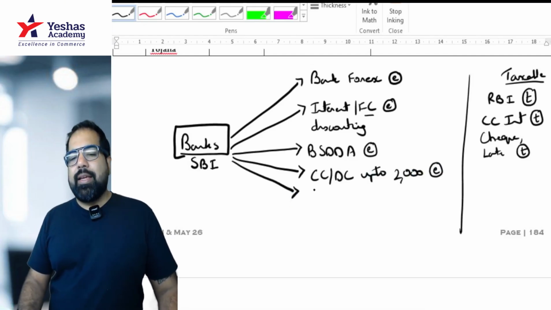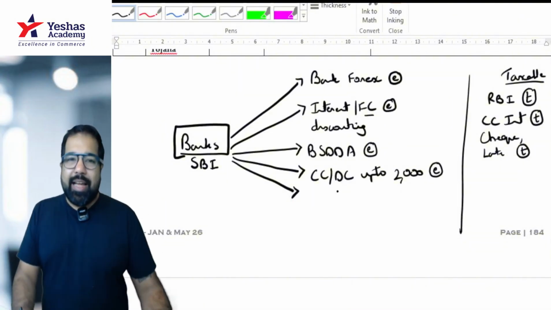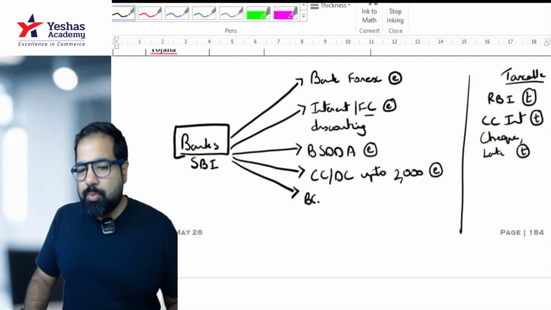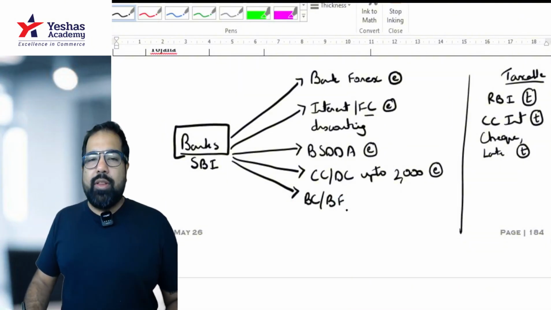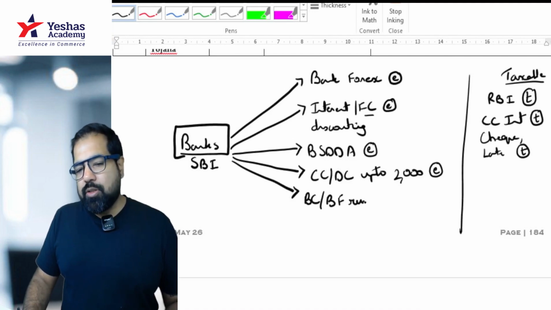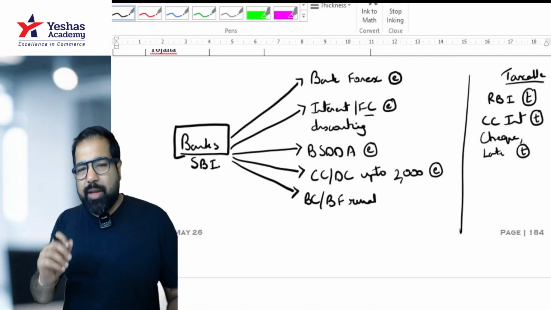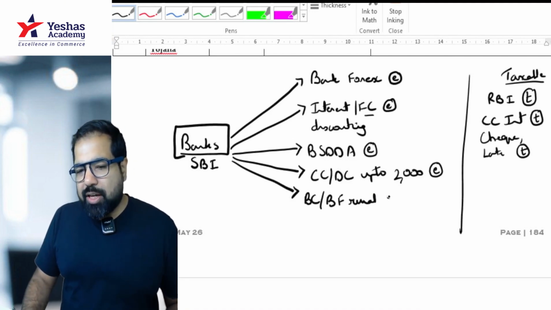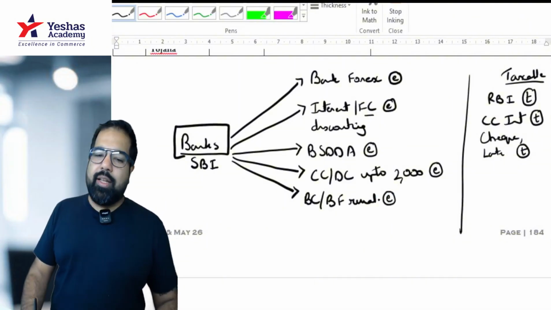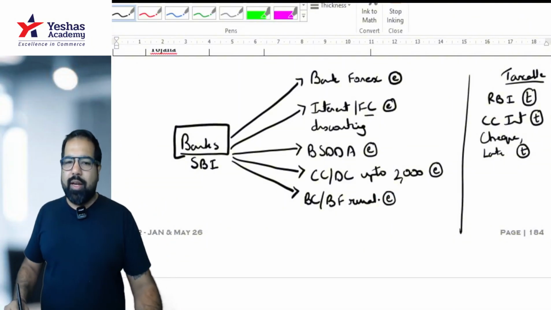Next, anything else in banking? Yes. Guys, banks can't reach the entire country, so they have something called business correspondents and bank facilitators. When they provide services to rural branches, for example, to an SBI rural branch, then on that amount they will charge, but there will be no GST. This will be completely exempt. These are services provided by the bank.